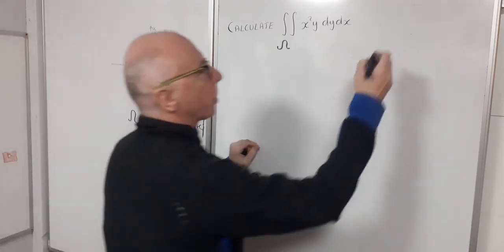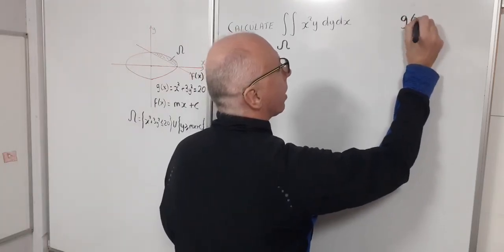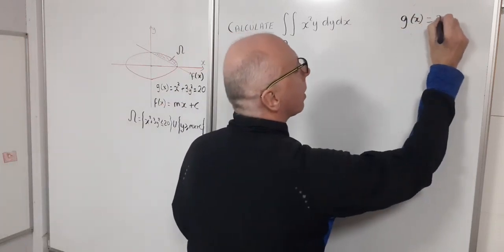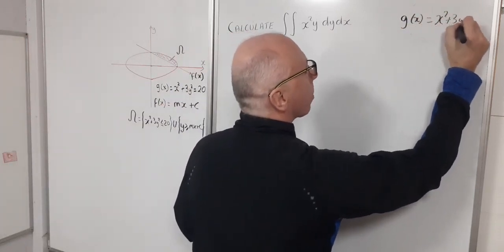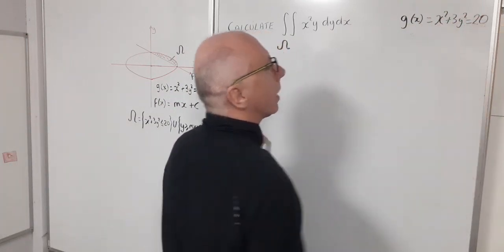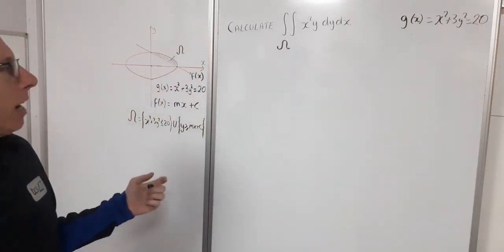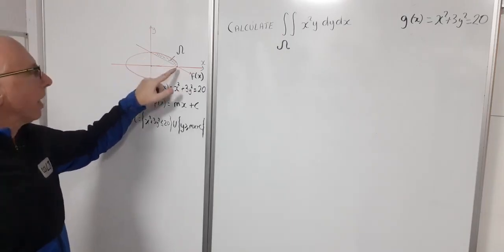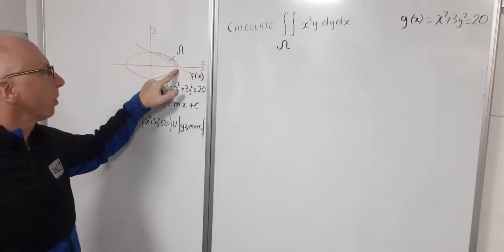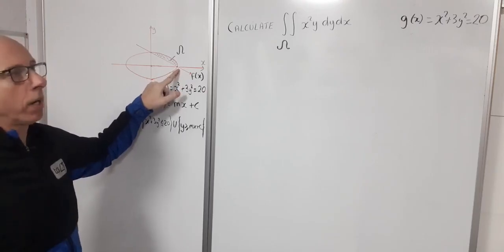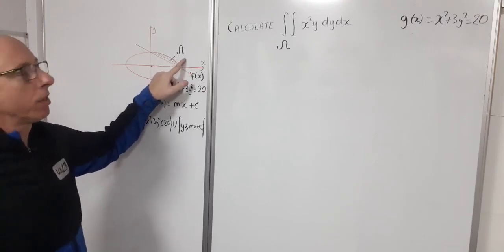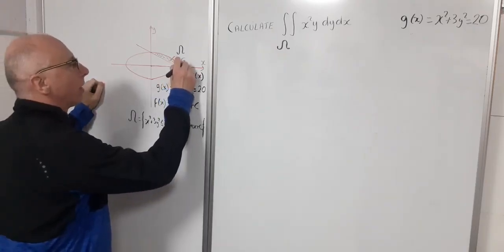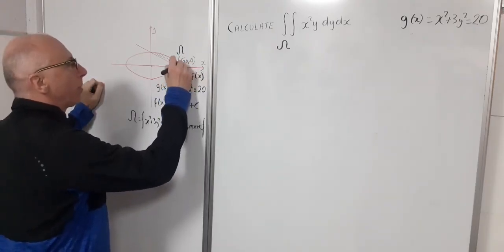Well, let's just write our functions up here. So g of x equals x squared plus 3y squared equals 20. Okay, now what we've got here, 2 points which intersect the y-axis and the x-axis, both at the positive parts of the quadrant. So what happens when y equals 0 for an ellipse? Well, this one here will give us x equals root 20 and 0. So that'd be the point there.